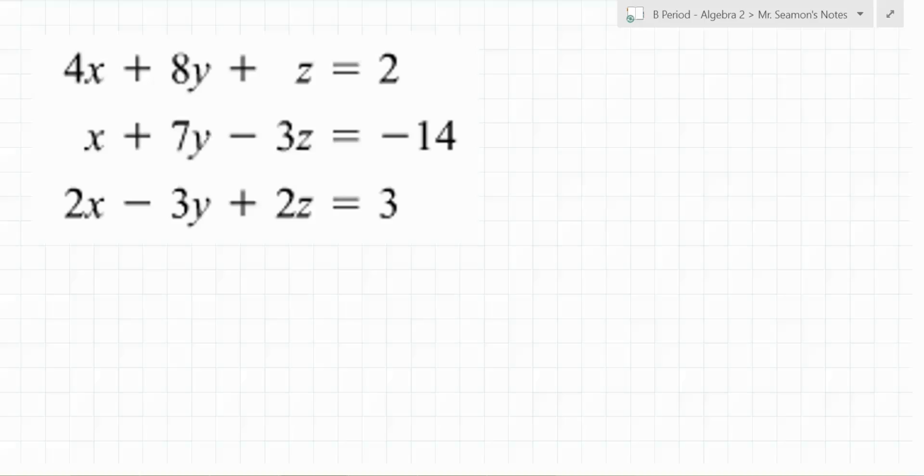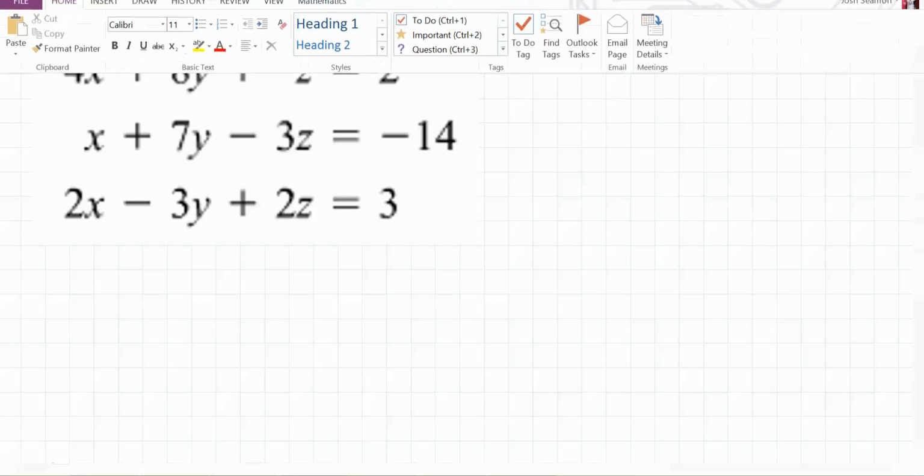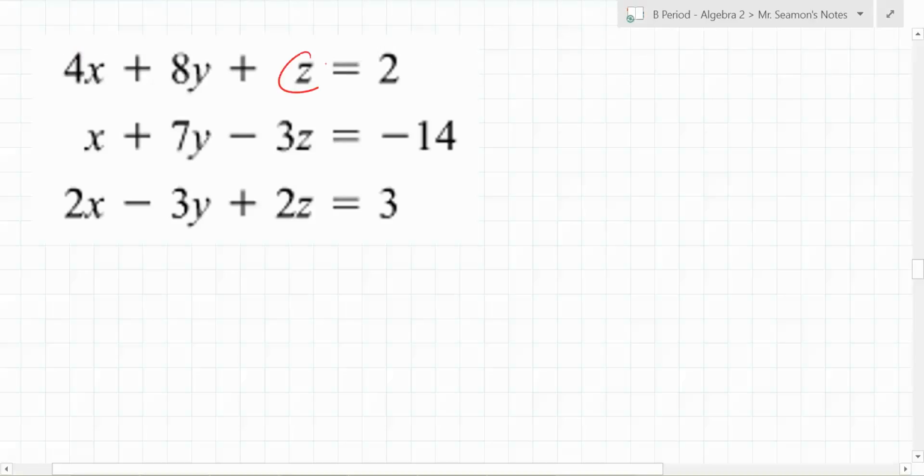What's the first step in substitution? Isolate a variable. Now, do any of the variables look like they're decently isolated? Let's do z in the top one. If I'm looking at z in the top one here, what do I need to subtract from both sides? So you get z equals 2 minus 4x minus 8y. Yes, minus. Got it.